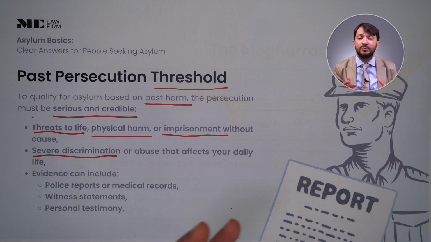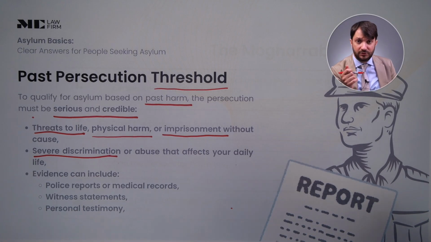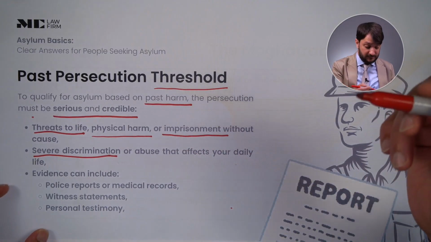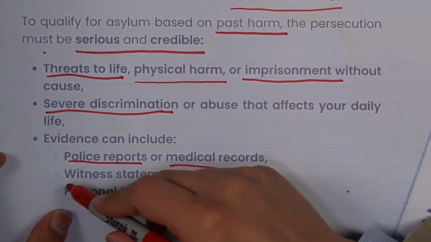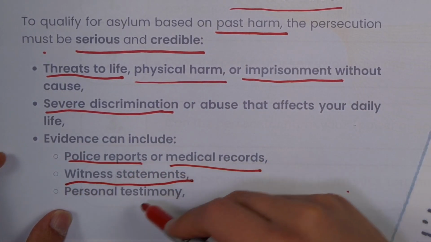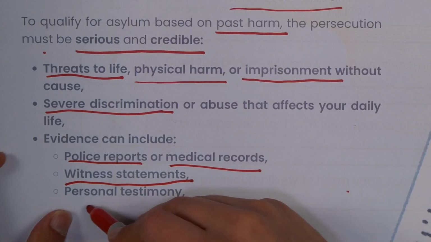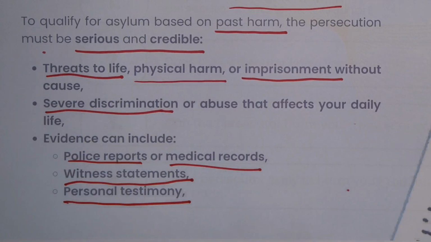Something like that is not easy to prove, but it is another type of case that we were able to successfully get approved. What type of evidence? Police reports, medical records. We're all interested in this. We're interested in statements from witnesses, and most importantly, maybe, the personal testimony of the individual involved. Because for asylum purposes, credibility of the individual applying for asylum is the most important thing.